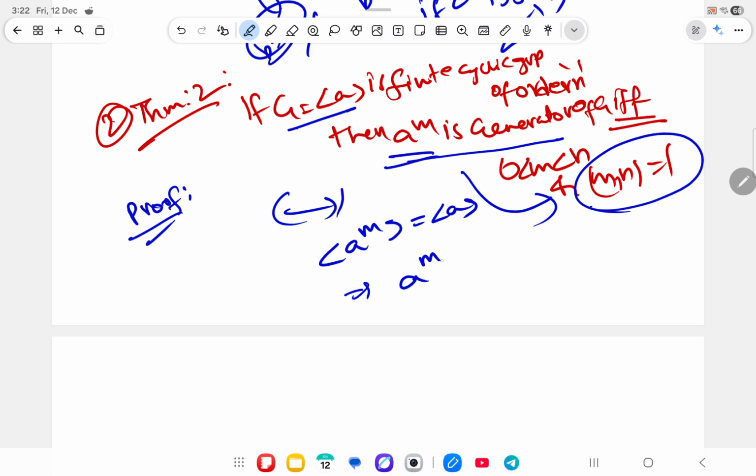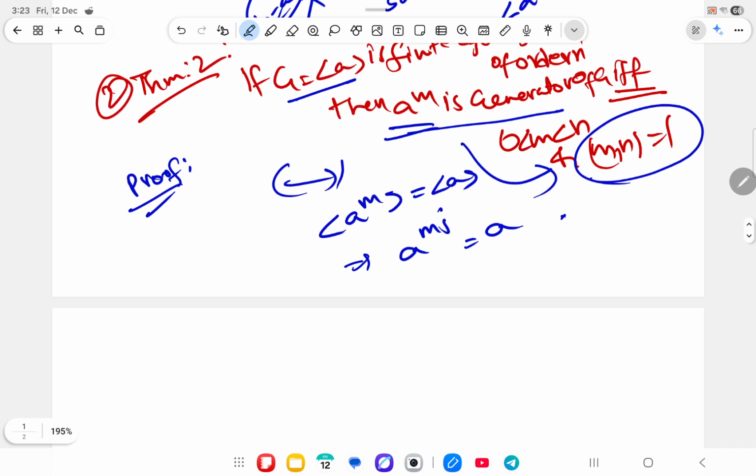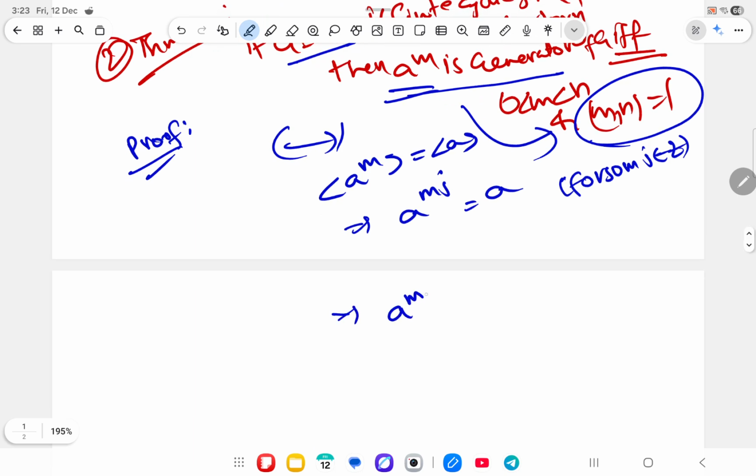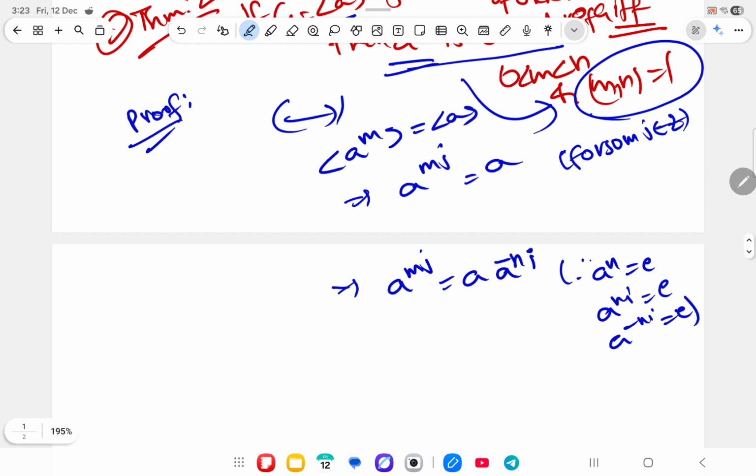So this implies a power mj is equal to a, for some j belongs to Z. A power mj is basically a power m whole power j, right? So this implies a power mj equal to a into a power minus ni. Since a power n is e, a power ni is equal to e, a power minus ni is equal to e. So this implies a power mj plus ni is equal to e.